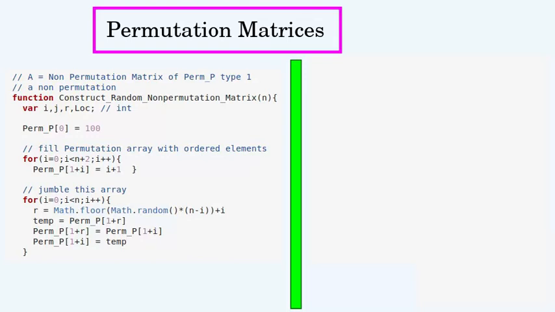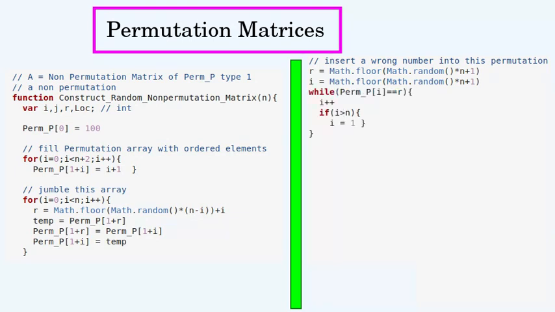So now to make a function that constructs a matrix that's only just a non-permutation matrix, that has one number in the list occur twice, we'll make up the random permutation like we've done before. Then we'll insert a wrong number into this permutation. We'll get the wrong number that occurs twice using this random number function. And we'll find a location to insert it into using this random number function.